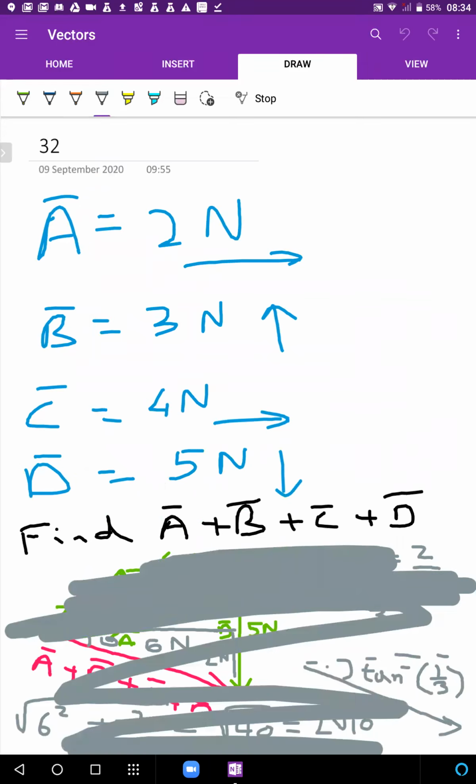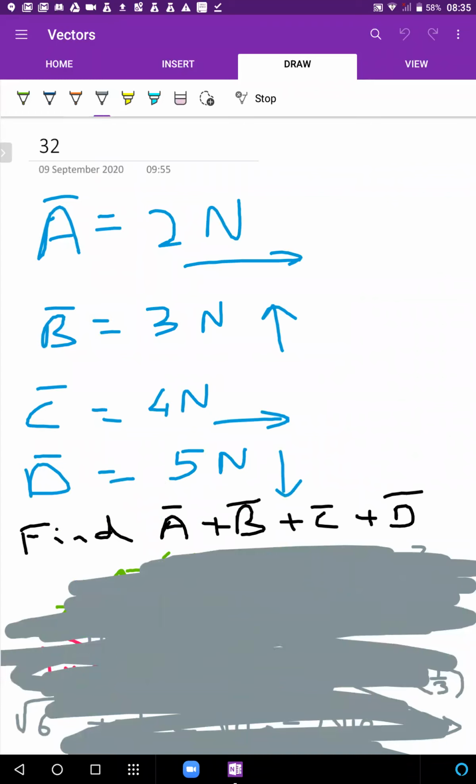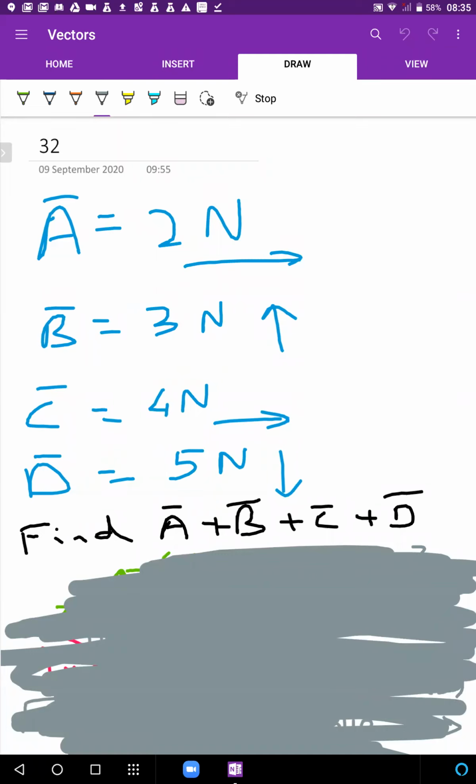So let's try some questions. Find this, add these vectors up, figure out the direction, figure out the magnitude. So vector A is 2 Newton towards the right, vector B is 3 Newton upward, vector C is 4 Newton towards the right, and vector D is 5 Newton downward. Okay, figure out the magnitude, figure out its angle with the horizontal.